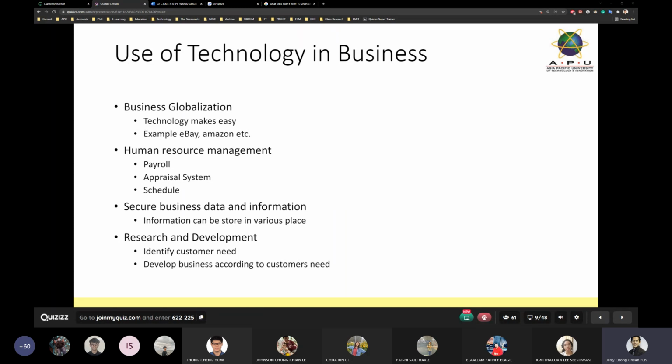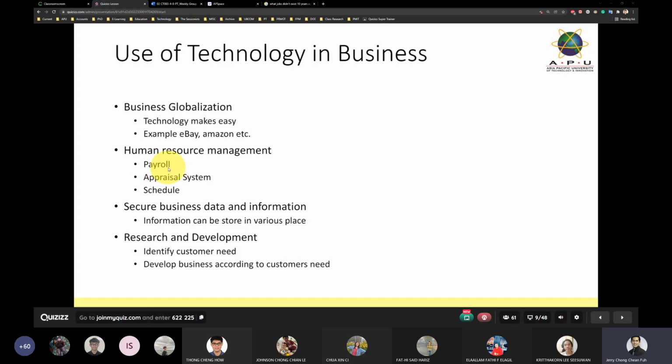So this next slide talks about the use of technology in business overall. First keyword, globalization. Technology makes it easy. Your customers are now not only limited to wherever you are within the country. Everyone can look at Shopee, you can look at Lazada. Two more examples here are eBay and Amazon. Your customers do not need to be confined to your location or your country. All of a sudden, your targeted customers can go worldwide as well.